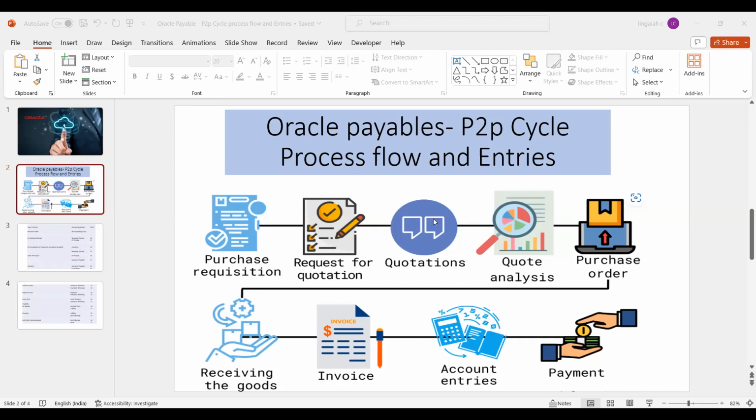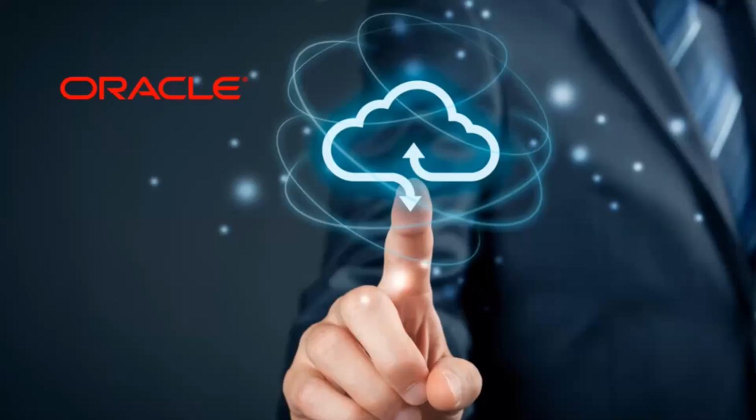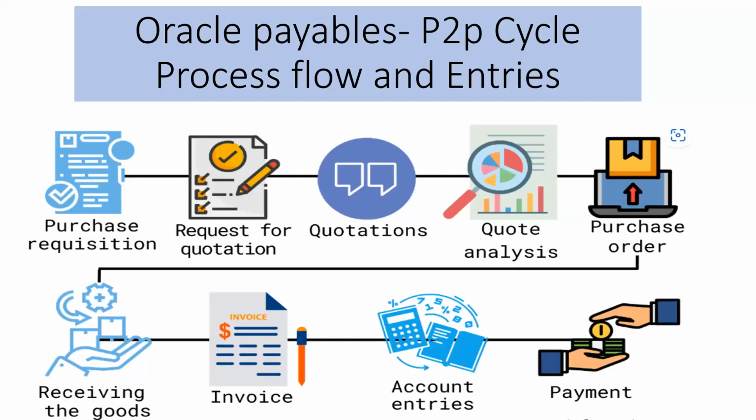So today we are going to discuss the Oracle Fusion Payables P2P cycle process and accounting entries. This is the high-level diagram, which will demonstrate the P2P cycle process and accounting entries. First, I would like to say this high-level diagram will give a clear picture about the entire process flow of the P2P cycle.